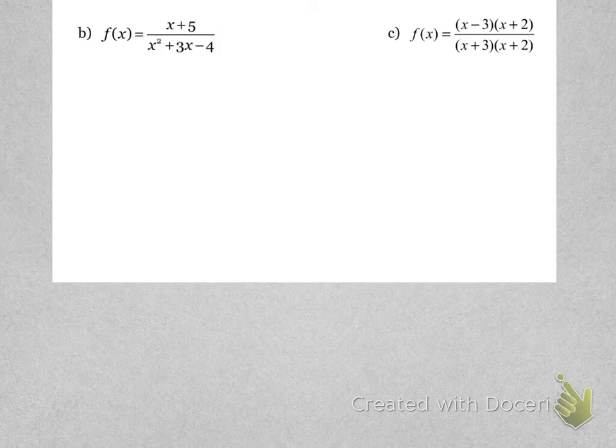Okay, let's look at two more examples. Our first step for B is to factor the denominator because the numerator is already in factored form. To get negative 4 and add to 3, we get x plus 4 and x minus 1. And so I'm just going to rewrite the numerator.